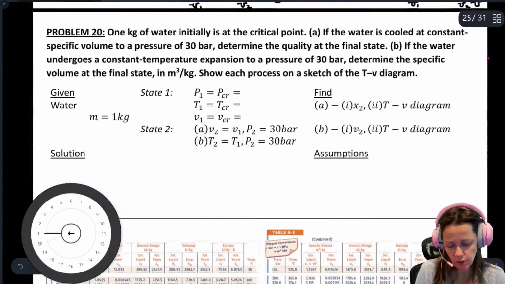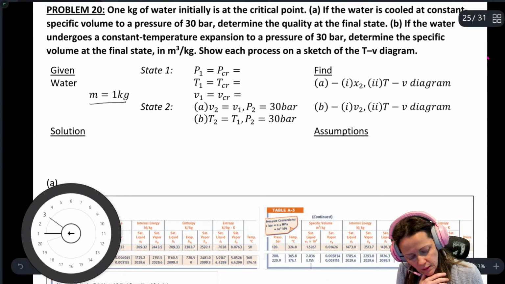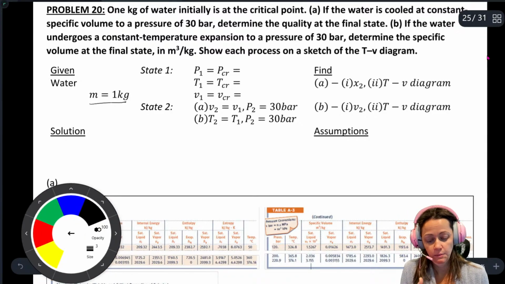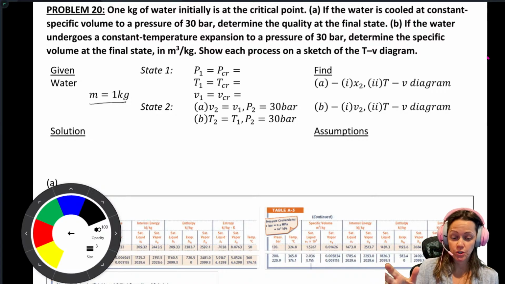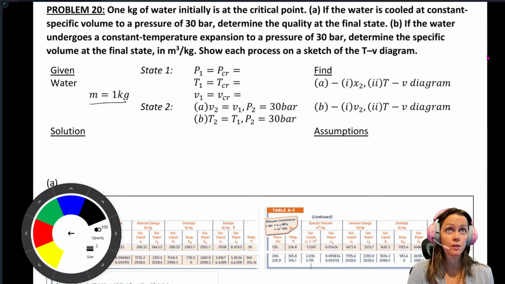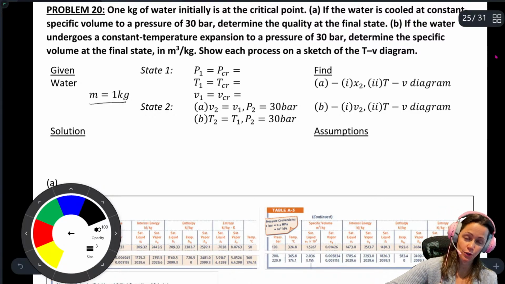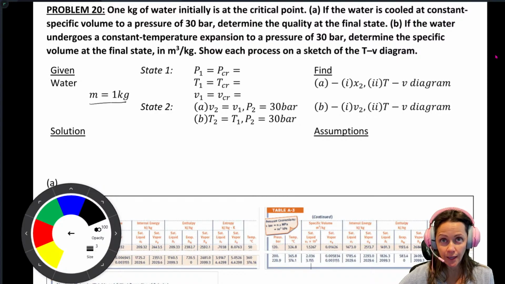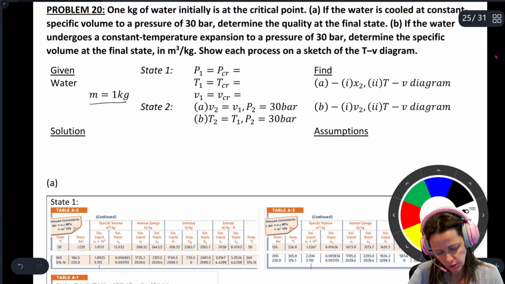All right. So problem 20, we've got 1 kilogram of water initially at the critical point. And I showed you where to find that information before. You can find it at table A1, which lists the critical temperature and critical pressure for various substances, including water. But you can also find it at the very end of your saturated tables: the very end of table A2 for the critical temperature, and the end of A3 for critical pressure. So let's look at that real quick.